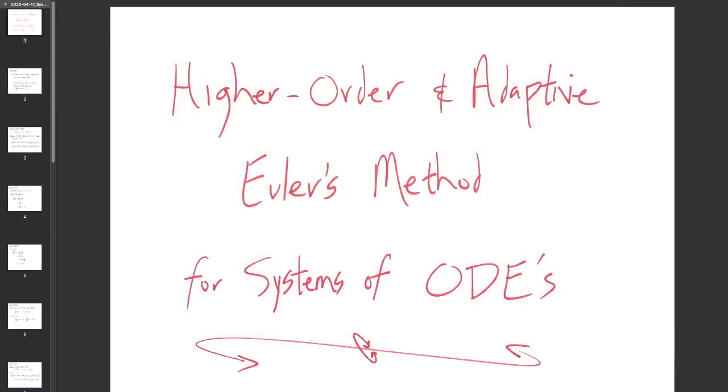So in the meantime, let's look at probably our last major topic for the semester. What we're going to do here is put together some ideas we saw from Euler's method for a single differential equation and the sort of higher order ideas and the adaptive step size ideas, and we're going to apply those to a system of ordinary differential equations.